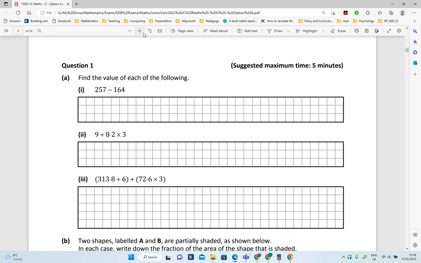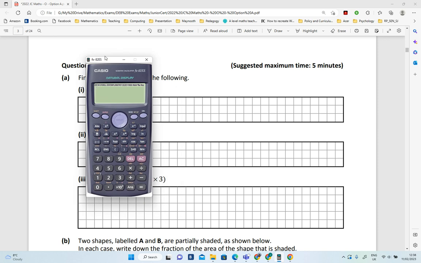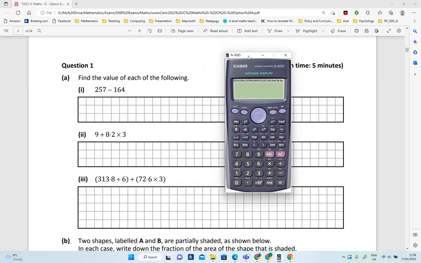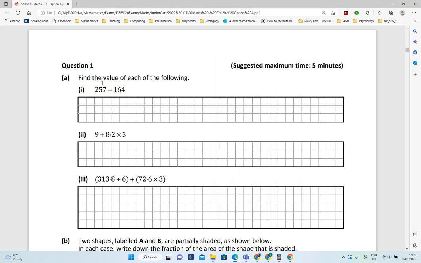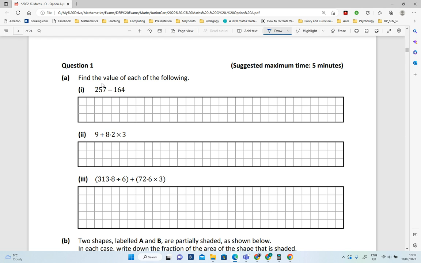Okay, so question 1. Find the value of each of the following. So simple arithmetic. You can use your calculator to make it faster for yourself if you wish. So let's do that very quickly. So 257 minus 164, 93 is your answer. And that's it.